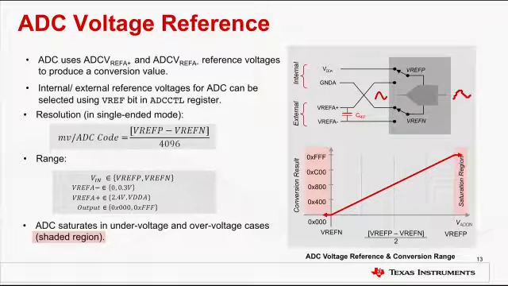In single-ended mode, the ADC resolution can be expressed as the difference of positive and negative reference voltages over the maximum number of ADC steps. This is mathematically represented in the form of an equation shown on the screen. The diagram on the left shows the conversion range of the ADC in single-ended mode. The conversion result will vary from 0 hex to FFF hex for the input voltage range starting from the negative reference voltage of the ADC all the way to the positive reference voltage of the ADC.